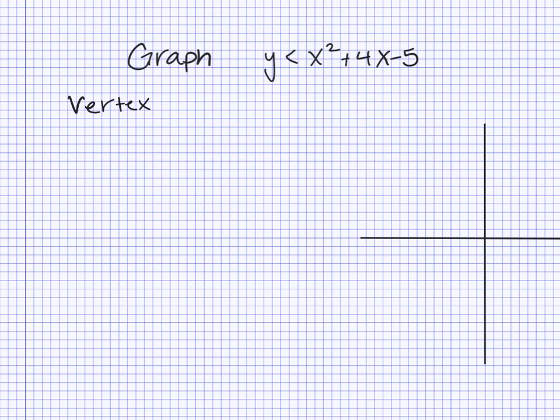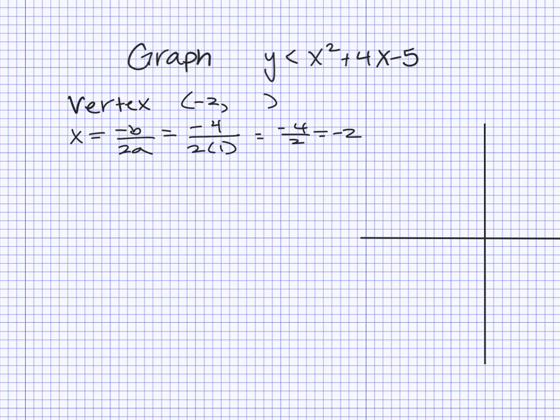So the way to do that is you start by finding the x value of your vertex by using negative b over 2a. In this example, my b is 4 and my a is 1. So I have negative b, and my b is 4, over 2 times a, and my a is 1. So I have negative 4 over 2, which is negative 2. So I now know the first half of my vertex.